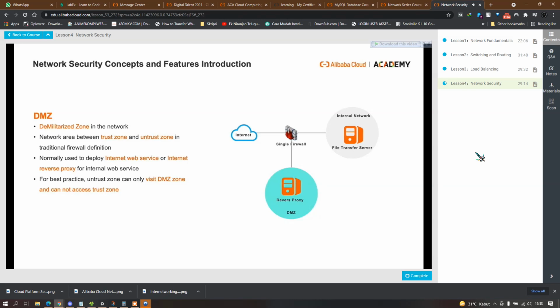And so we can control the policy like this: the untrust zone visits the DMZ zone, and the DMZ zone visits the internal network, the trust zone. But we cannot let the untrust zone visit the trust zone directly. So this is the best practice when you design the firewall policies.